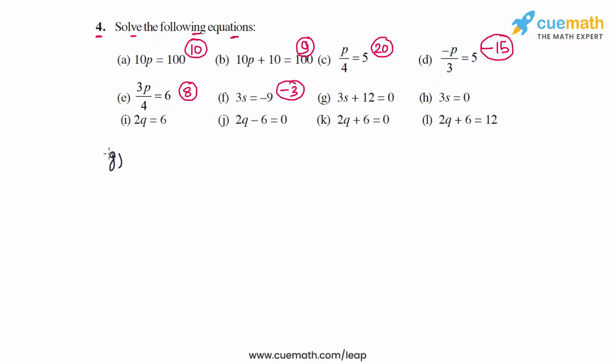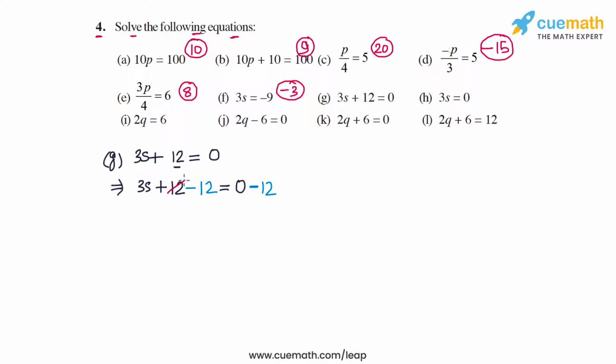In part G, the equation is 3s plus 12 is equal to 0. So first we'll get rid of this 12 by subtracting 12 on both sides. So the original LHS is 3s plus 12. The original RHS is 0, and we will subtract 12 on both sides. So minus 12 and minus 12 like this.